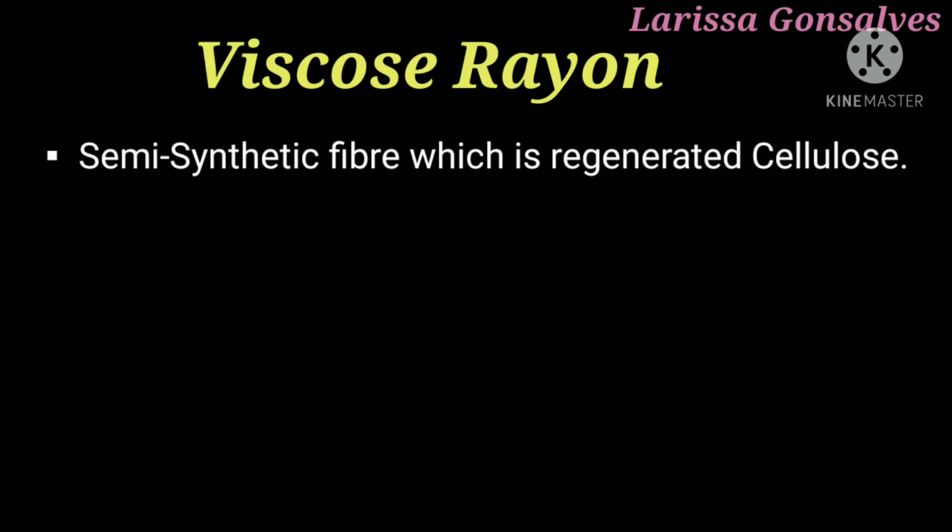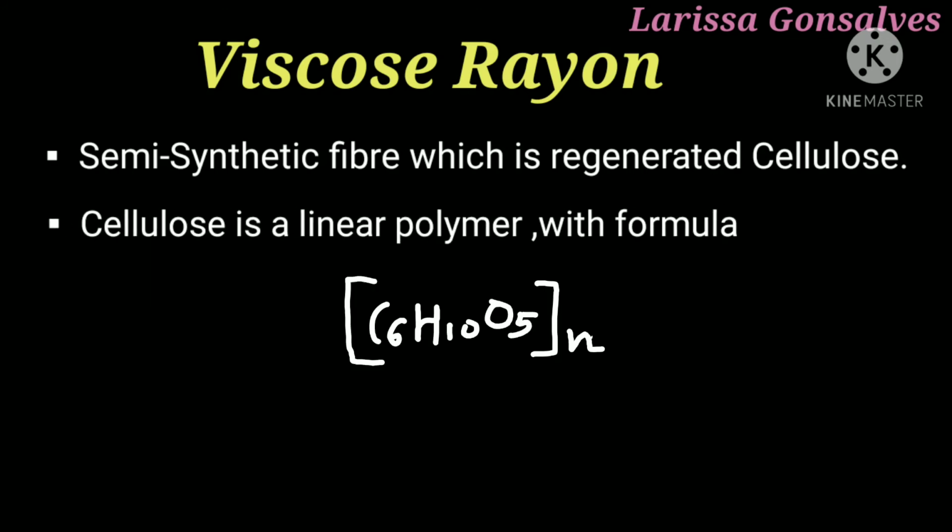Now the next polymer is viscose rayon. It is a semi-synthetic polymer which is regenerated cellulose. Cellulose is generally in the form of wood pulp, and then it is converted to viscose rayon. Cellulose is a linear polymer of glucose units. Linear polymer means it is going to be in the form of a straight chain. It has the formula C6H10O5. But while carrying out the preparation of viscose rayon, we will be representing cellulose by Cell-OH.